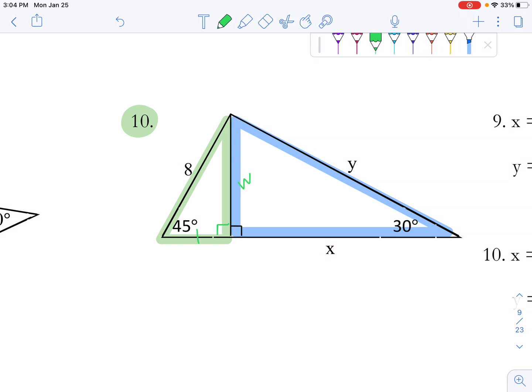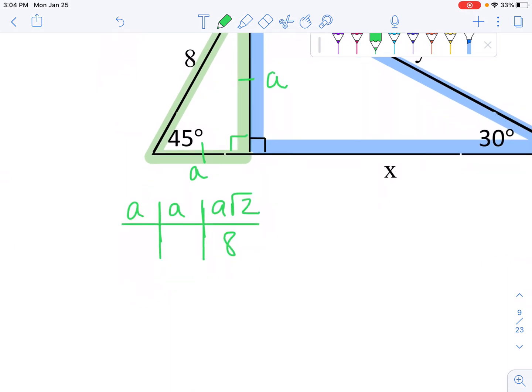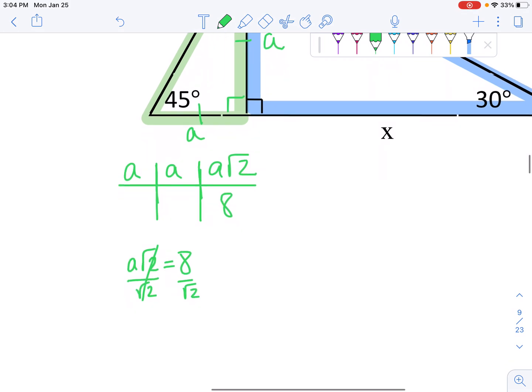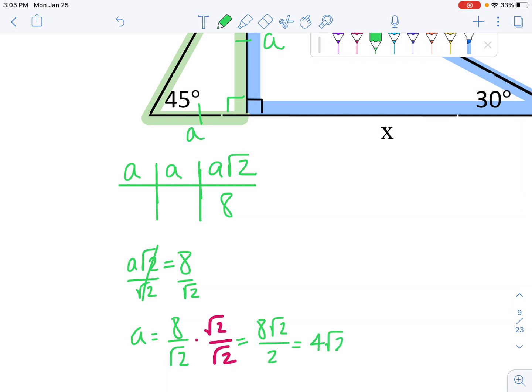Okay, now if this is a 45, 45, 90, I know it's isosceles, and I know my pattern is A, A, A root 2. So actually, maybe instead of W, I'll call this A, since I know these legs in my pattern are both congruent. Based on what they gave us, the hypotenuse is 8. So I have to solve the equation A root 2 equals 8. Solve it by dividing both sides by radical 2. I get that A is 8 divided by root 2. Now I know I can't leave it like that, so I must rationalize, multiply root 2 over itself, and then I get 8 root 2 over 2, which simplifies to 4 root 2.